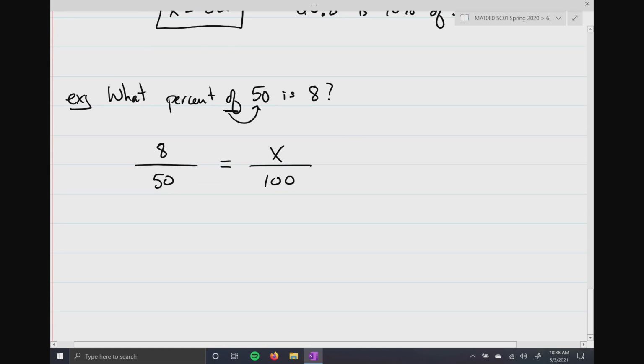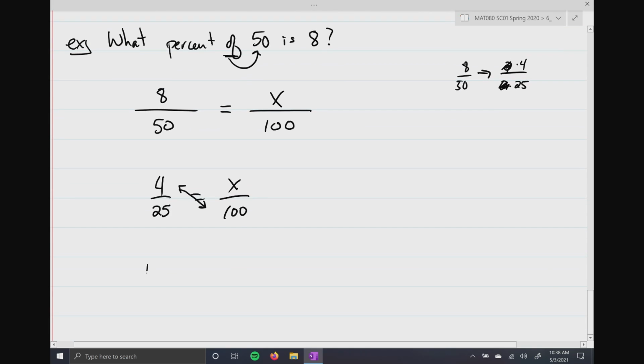Okay? Now from here, I try to simplify if I can. So I look on the left. 8 over 50. Well, that's really 2 times 4 over 2 times 25. So I can reduce the 2's. Now that 4 I can break down into 2 times 2. And the 25 I can break down into 5 times 5. But that really doesn't help me out at all. I can't reduce anything there. So I leave it as 4 over 25. From here, I cross multiply. So I get 4 times 100.